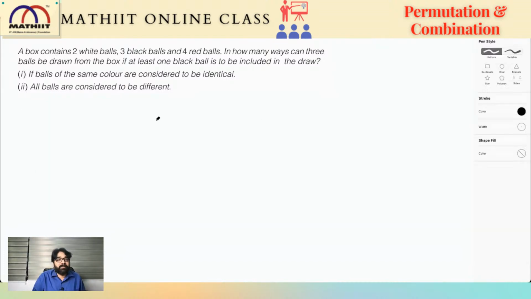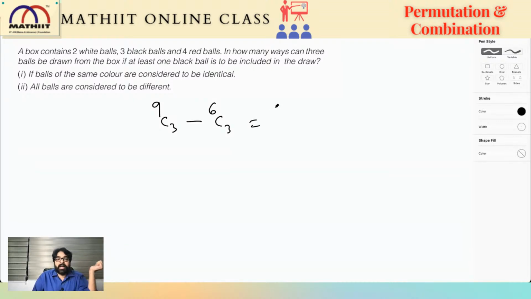That is very simple. I want to select, so suppose all are different balls. So 2 plus 3 plus 4, total 9 balls. So 9C3 ways I can select 3 balls. But that also includes the cases when there is no black ball. So minus those cases, selection of 3 balls when no black ball, which will be 6C3. 9C3 minus 6C3. And what will that give as the answer?